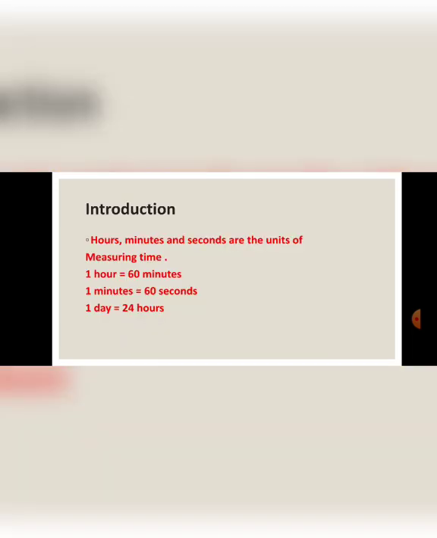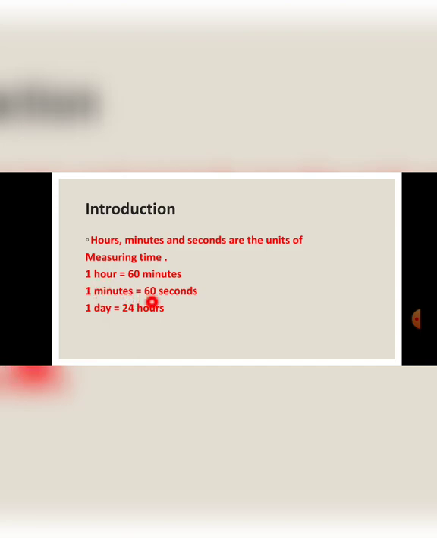Now students, as you all know, there are units to measure everything. There are units to measure cloth, that is meter, centimeter. Then there are units to measure liquid, or you can say milk, water, that is liter and milliliter. Like that, there are units to measure time also. These units are hours, minutes, and seconds. Now 1 hour is equal to 60 minutes. If there are a total of 60 minutes, we take it as 1 hour.